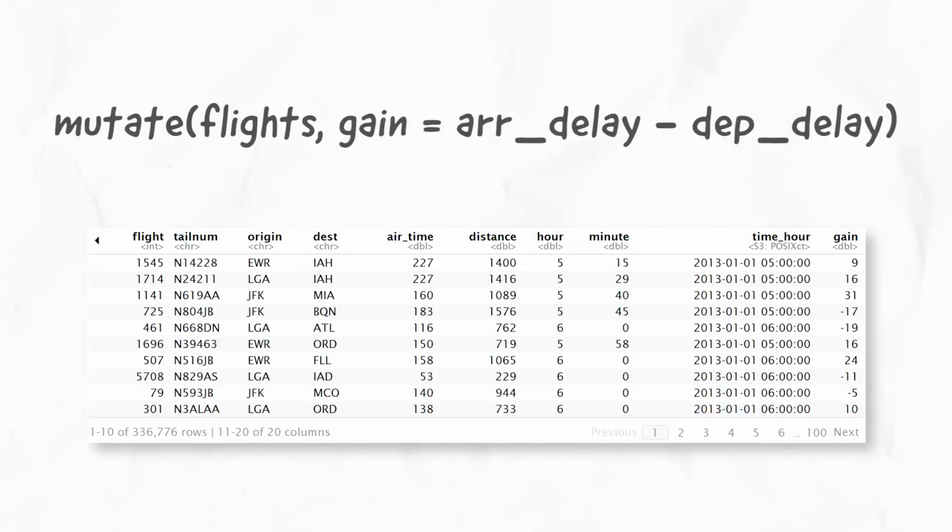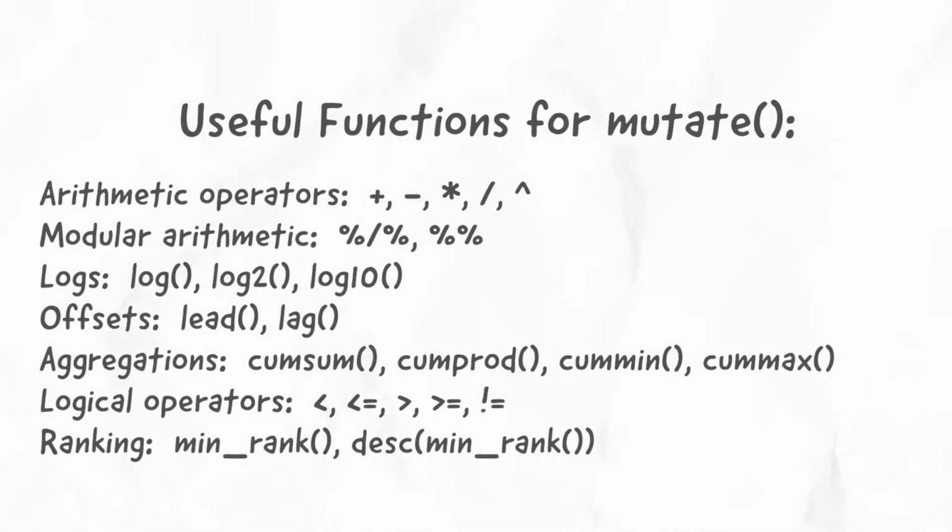In the case where you'd like to create new columns based on transformations of existing ones, you'd use mutate. With this example, we are creating a new column that is the difference between the arrival delay and the departure delay, and we're calling it gain. There are a lot of functions that can be used with mutate. I'll show some of the most useful, but this is by no means exhaustive.